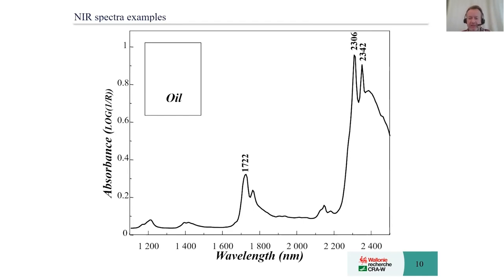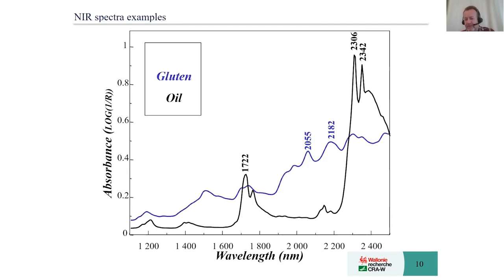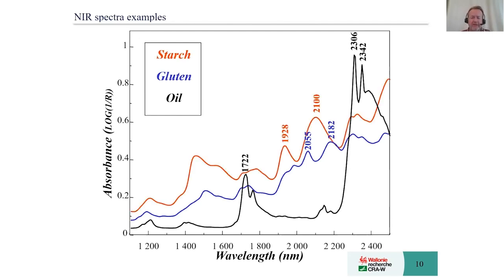It is a logarithmic scale. Here you have the oil. You can see the specific band. I put the wavelength here. Then we have here the specific fraction, the gluten. Okay, it's the major protein fraction of wheat flour, and you can see that we have other specific bands. And here, for instance, this is the starch. Okay, and so this is the kind of information we will play with.